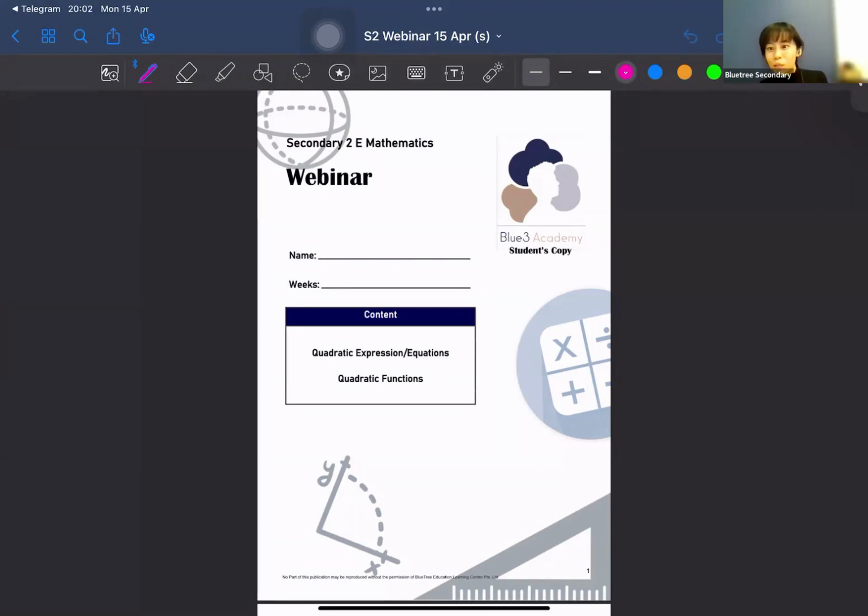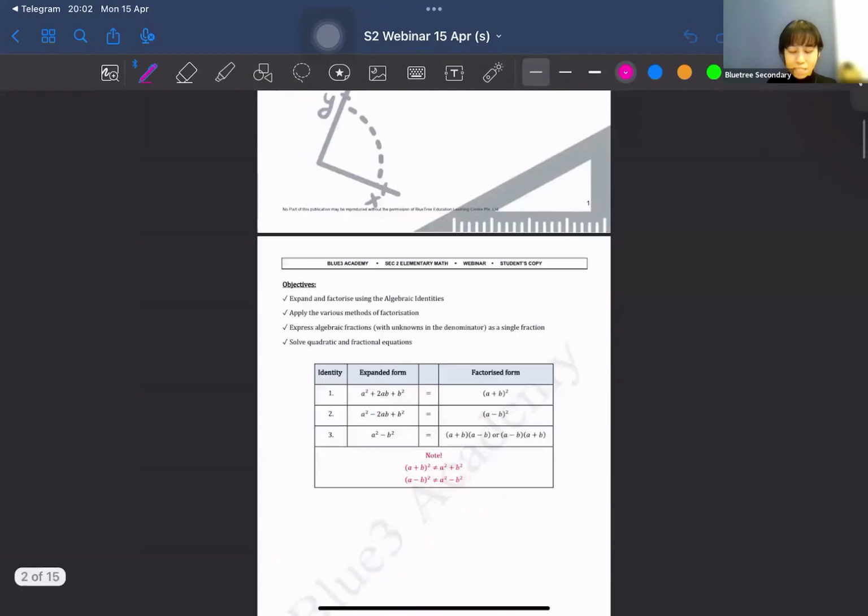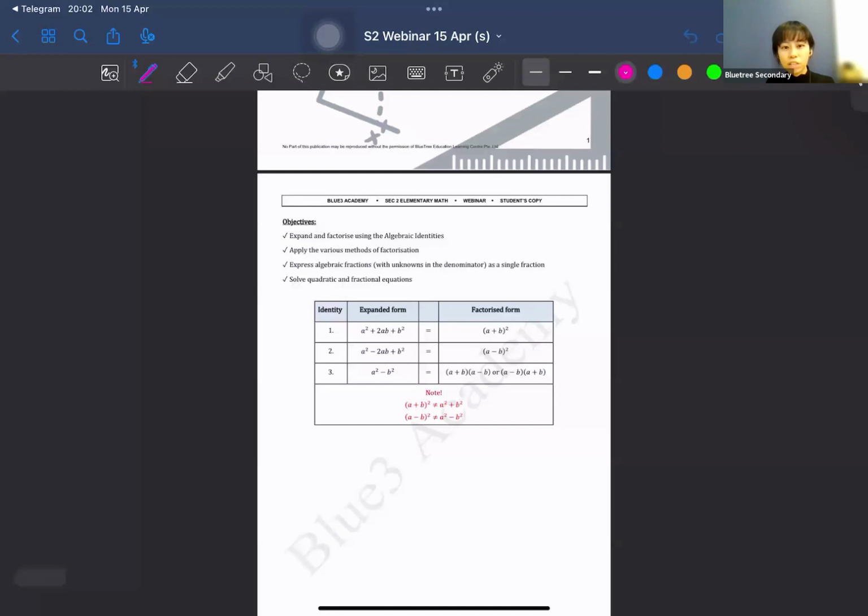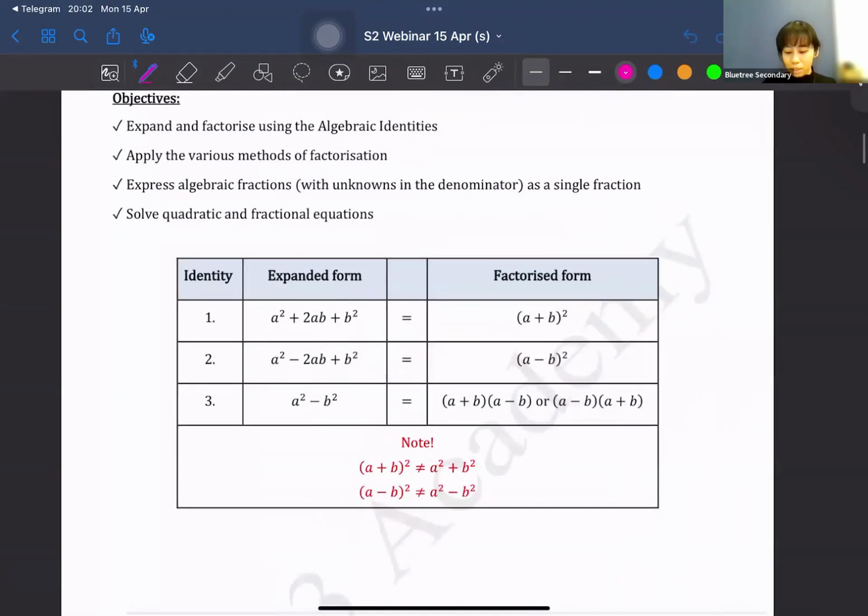So the topics that I'll be going through today will be on quadratic expressions and equations, quadratic functions, together with a bit of graph question. So it's meant to be a quick revision for your WA2 because I understand that most students are actually being tested on algebra in WA2. So hope this will benefit you guys for your WA2.